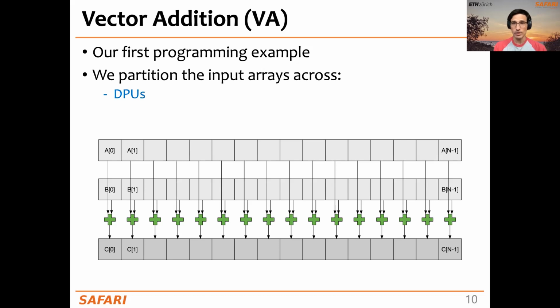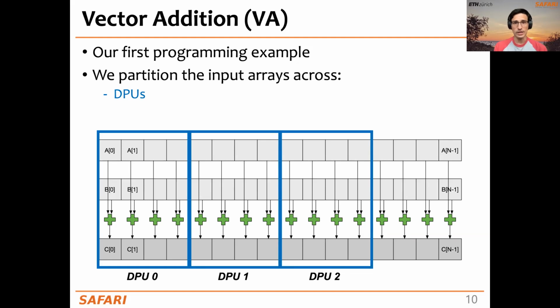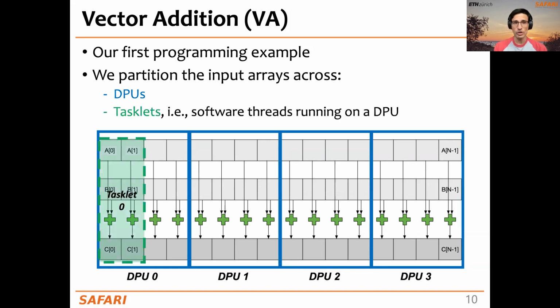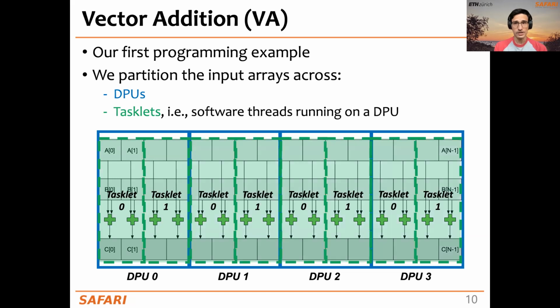In the ABMEM-based PIM system, the way that we are going to distribute the computation of this vector addition is by partitioning the input and the output arrays across the available DPUs, typically in equally sized chunks, and then inside each DPU, we will distribute the computation among the available software threads that are called tasklets.